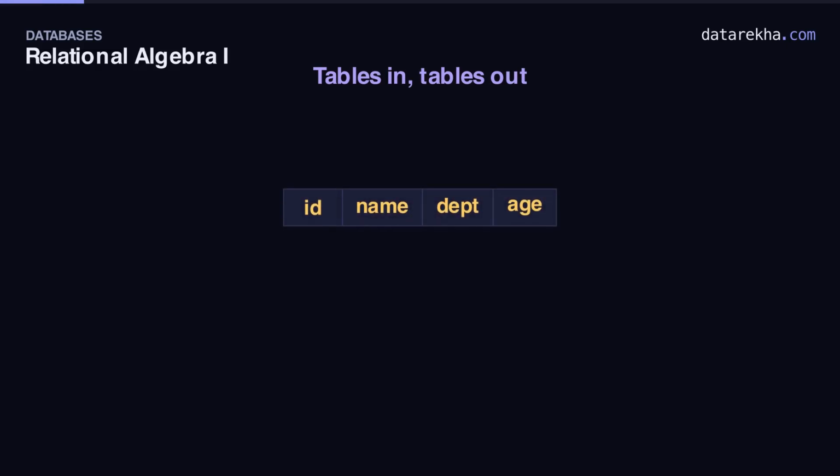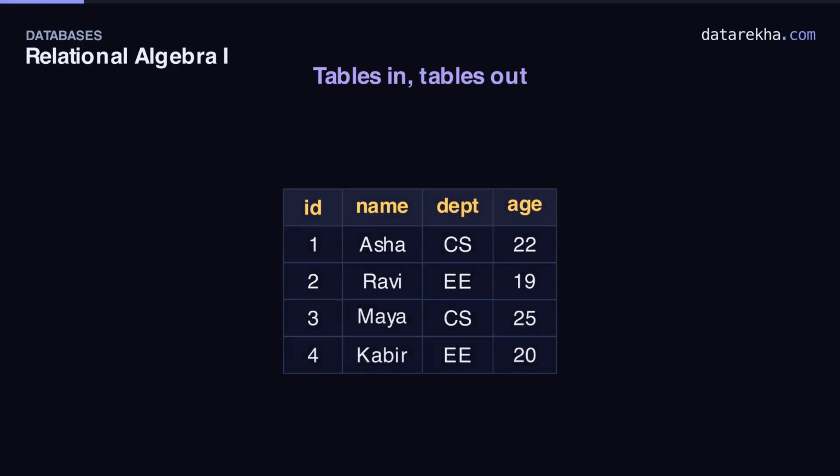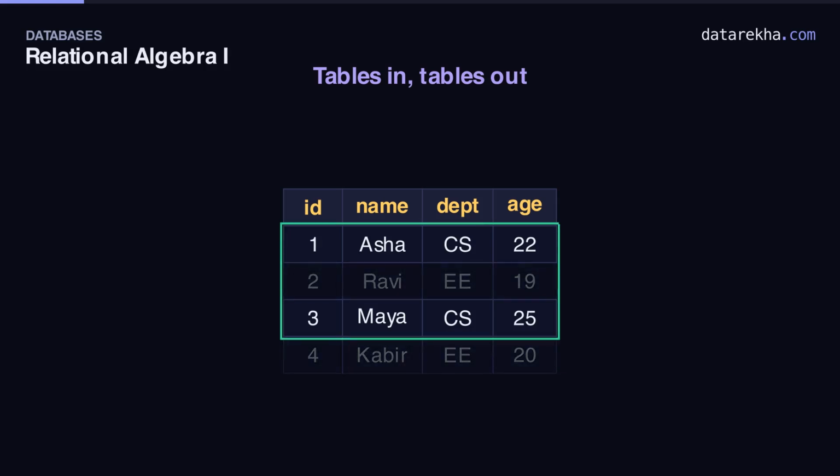Here's a table of students: ID, name, department, age. And here's a perfectly ordinary question. Give me the names of the students older than 20. To answer it, we do two small things in turn. First, keep only the rows we want, the older students. Then keep only the column we asked for, the name.